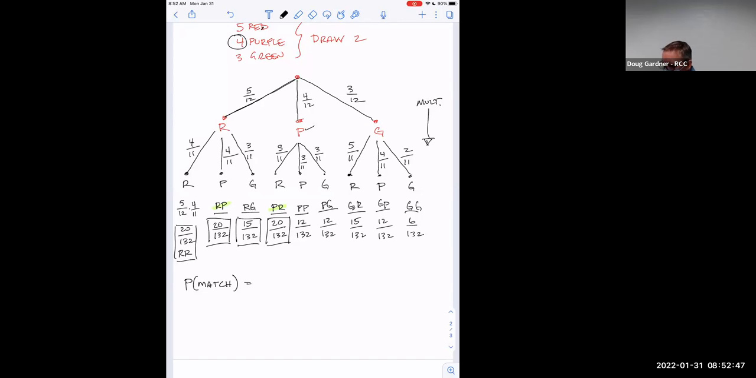Let's see, what does it mean to match? That means, well, like this, red, red's a match, purple, purple's a match, green, green's a match. So there's actually 3 ways to win here. There's red, red, which is 20 out of 132, or you could also get purple, purple, which is 12 out of 132, or you could get green, green, which is 6 out of 132.